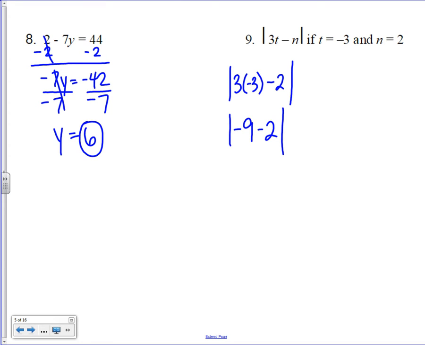Now we do what's inside the absolute value bar. And now we need the absolute value of negative 11. Well, absolute value is a number's distance from 0. Well, negative 11 is 11 away from 0. Distance cannot be negative.